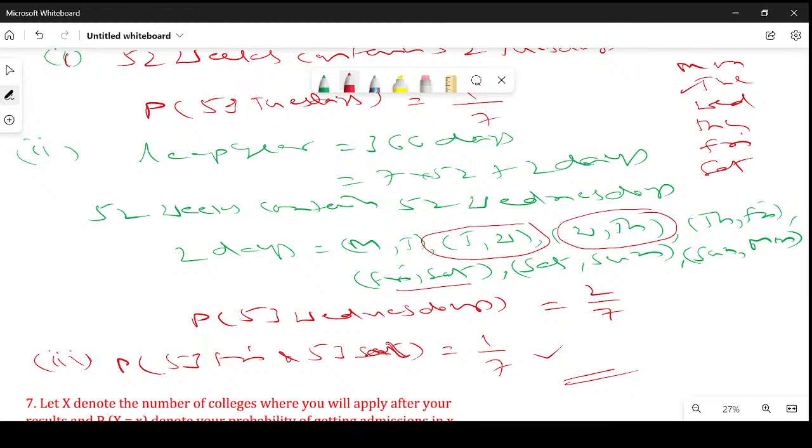So like that, the simple way we can do, but the model is important. This model is most important.